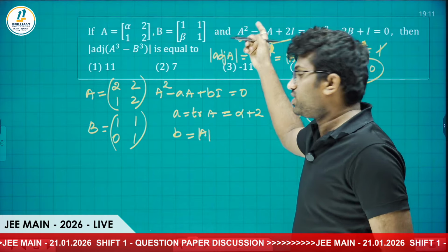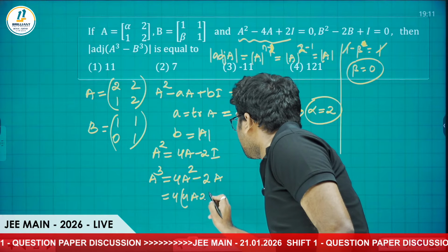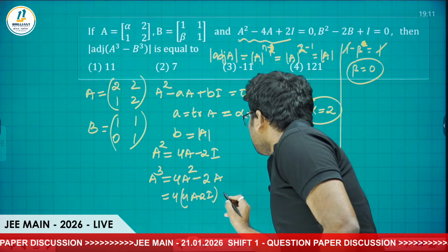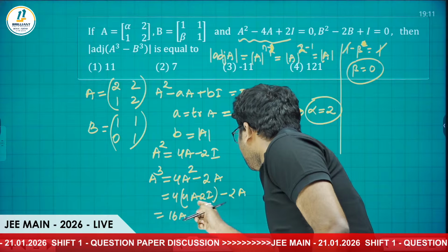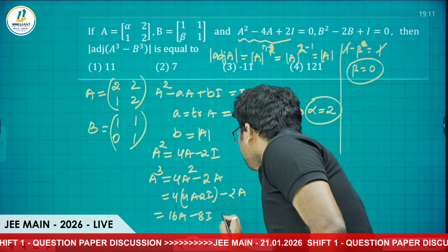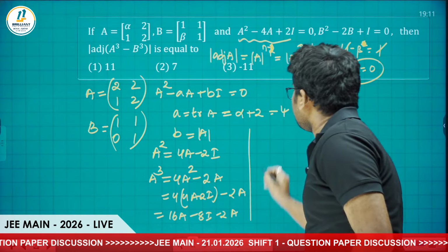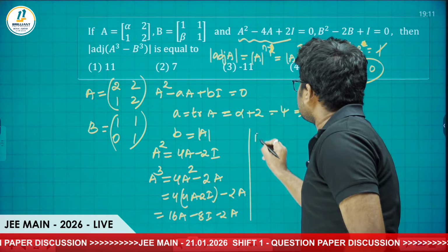So 4 into 4A, that is 4A, 4 into A square is 4A minus 2I minus 2A, and that is equal to 4 4s are 16A minus 8I minus 2A. So finally A cube is equal to 16 minus 2, which is equal to 14A minus 8I.